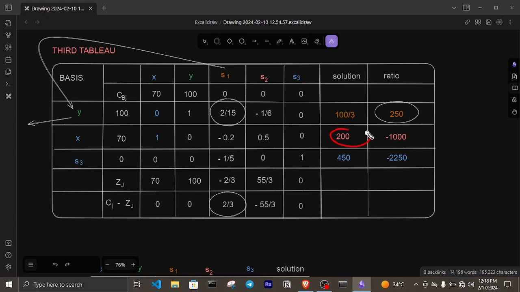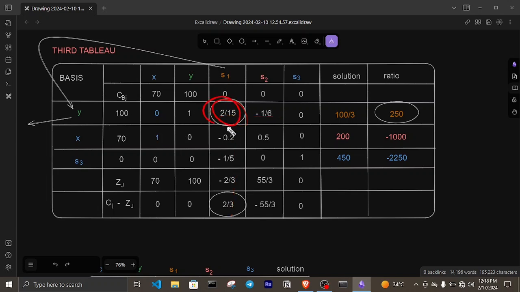The same thing, 200 divided by negative 0.2. That's going to give us negative 1000. And lastly, 450 divided by negative 1 on 5, and that gives us negative 2250. Okay, so you take the value at the solution side divided by its corresponding value in the key column. Amongst these three values, the lowest positive value is 250. Now the intersection of the key row and the key column occurs at 2 on 15. That means 2 on 15 is the pivot.